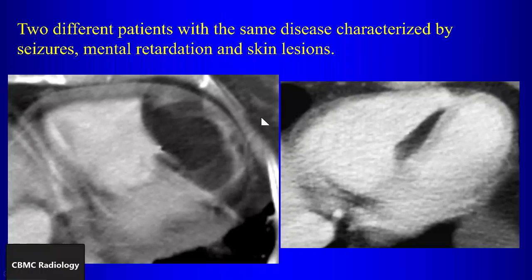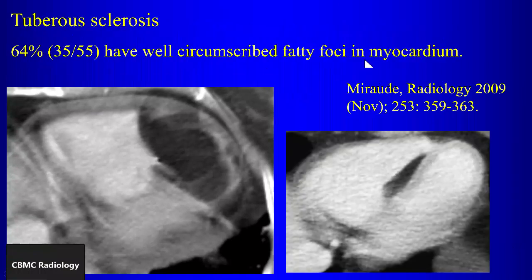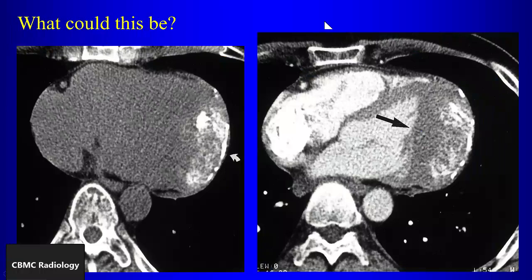And so this is also associated with tuberous sclerosis, these hamartomas that can occur within the heart, which in adults can have fatty attenuation associated with them. All right? In this particular study where they looked at 55 patients, 64% had these foci within the myocardium. So this is associated with tuberous sclerosis.